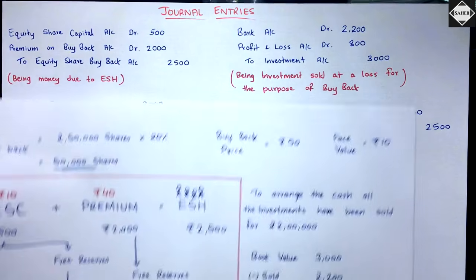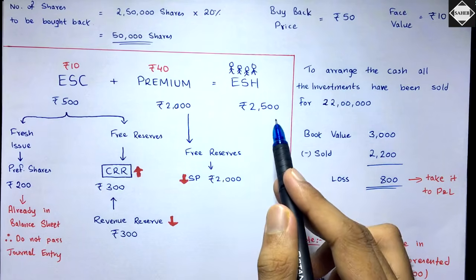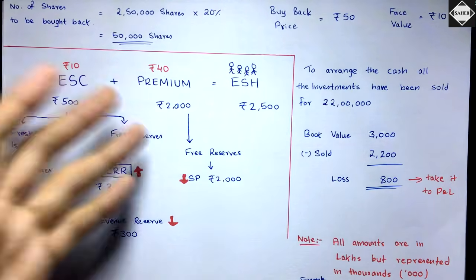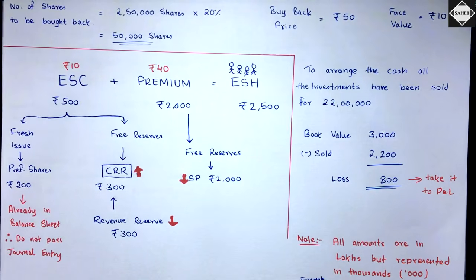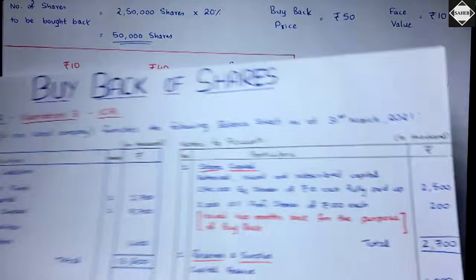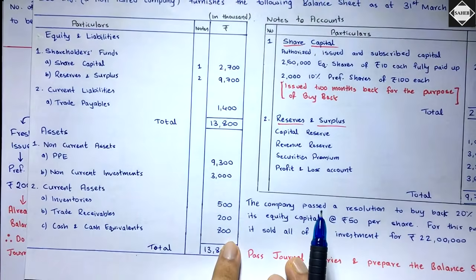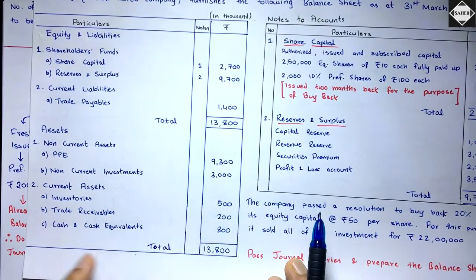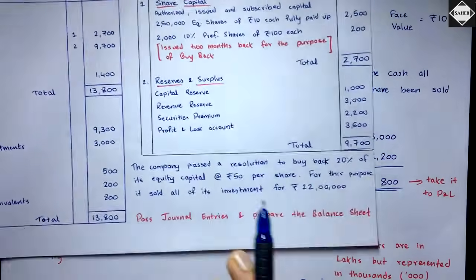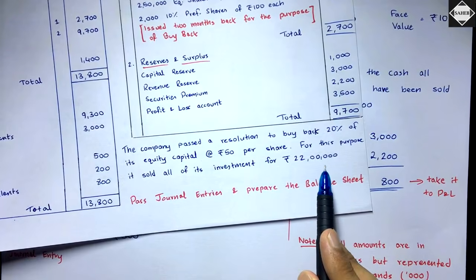Next, what you have to do? Next, you have to pay off equity shareholders 25 lakh, because you have complied with section 68, you have written off the premium on buyback. You have done everything, but then we don't have enough cash to pay off equity shareholders. We have only 8 lakh cash and cash equivalents. So what do we have to do? The question says we have to sell off all the investments for 22 lakh. So that's what we have to do.